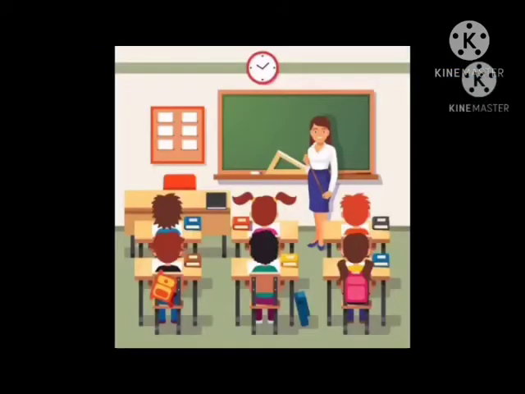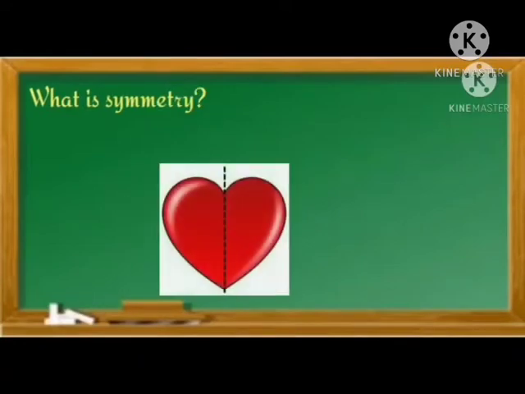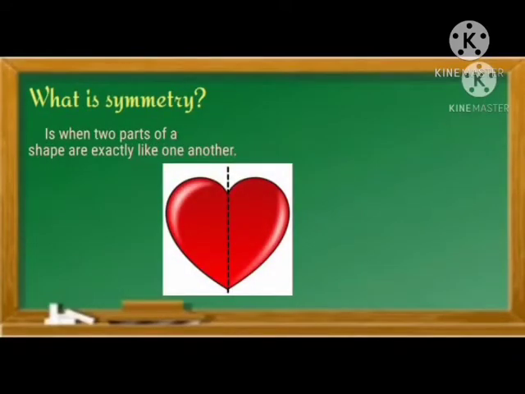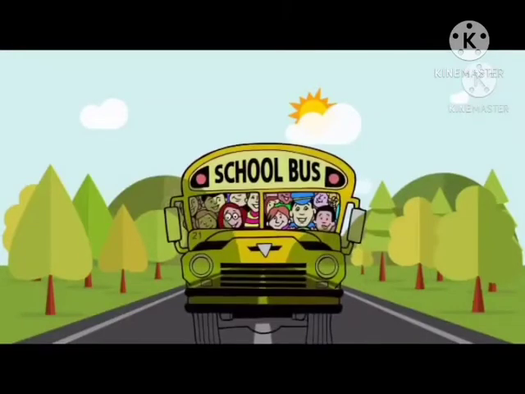Good day, children. Today, we will discuss about the line of symmetry. What is symmetry? Look at the example below. Symmetry is when two parts of a shape are exactly like one another. The dotted line is called the line of symmetry or axis of the symmetry. Let's go, children. Let's discover more about line of symmetry.